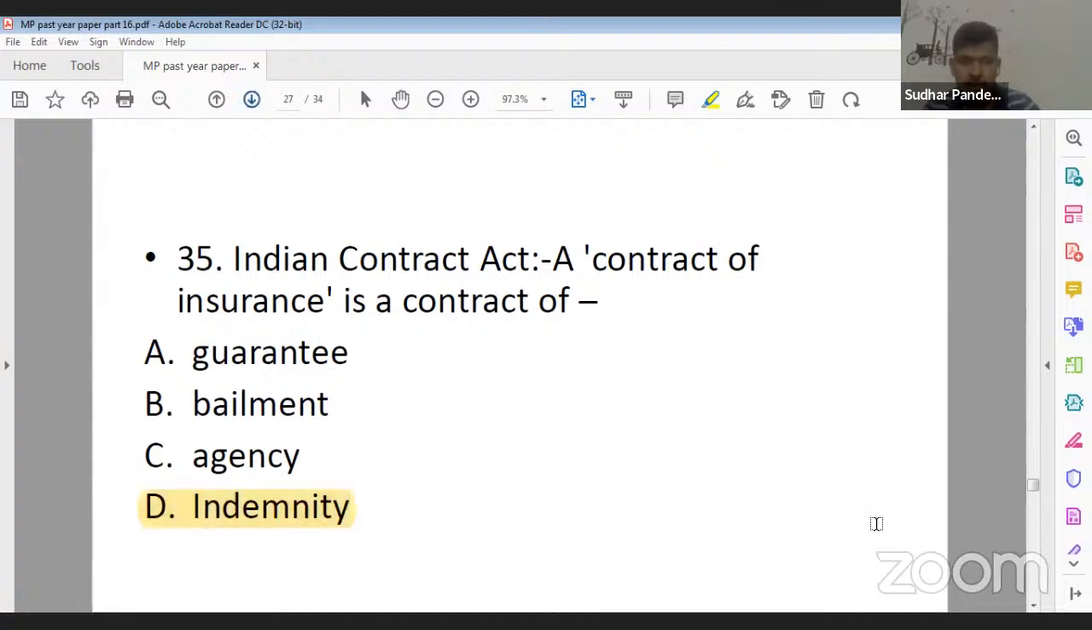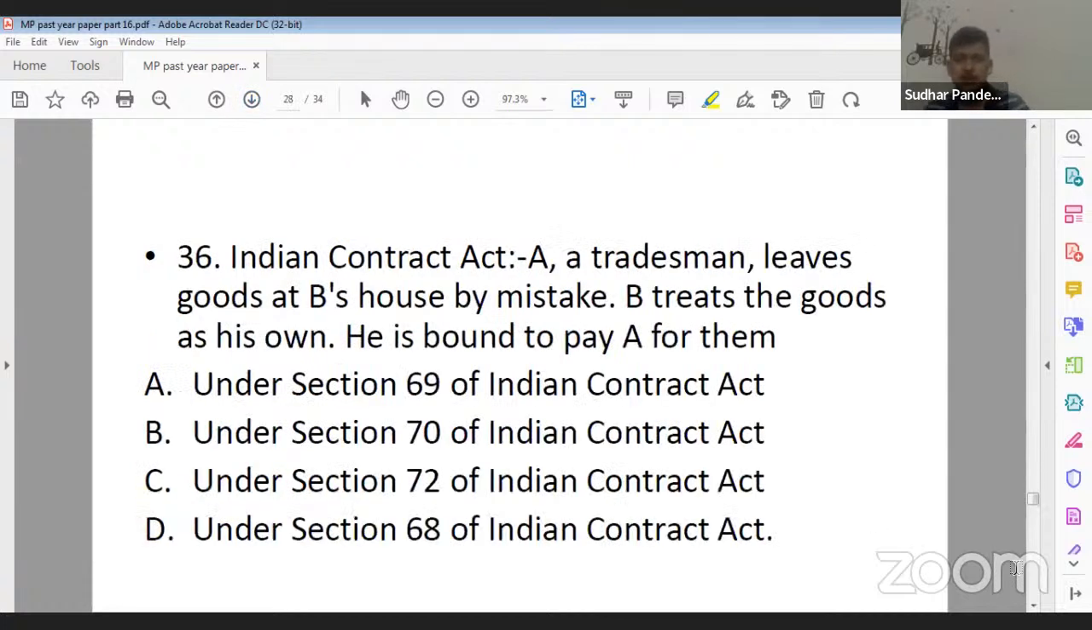Next question, question number 37. As per Indian Contract Act, a tradesman leaves goods at B's house by mistake. B treats the goods as his own. He is bound to pay A for them. Under section 69 of Indian Contract Act, under section 70, under section 72, and under section 68. What should be the correct answer? Yes, Varunji, 35 ka D is the correct answer.